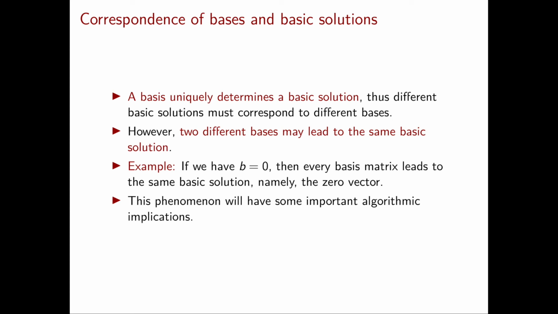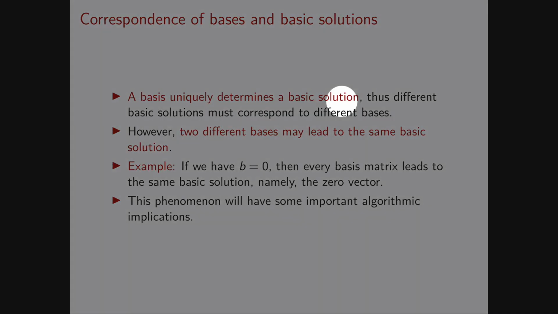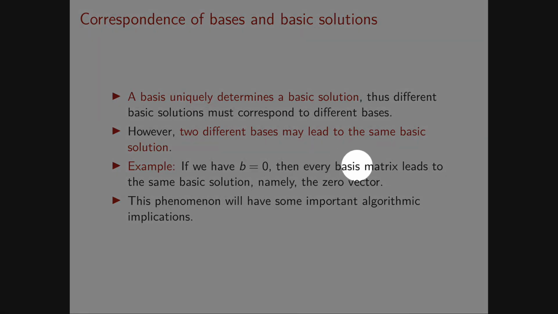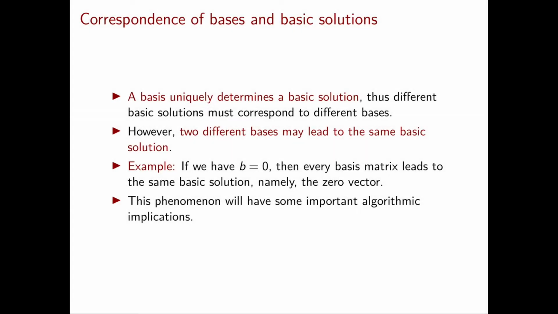Just pick any system AX equal to B where B is equal to 0. Then every basis leads to the same basic solution, namely the 0 vector. In fact, once you have set to 0 the non-basic variables, you're left with the system capital B times xb equal to 0. You know that xb equal to 0 is a solution, obviously, and since capital B is invertible, this is the unique solution. And so the 0 vector is the corresponding basic solution.